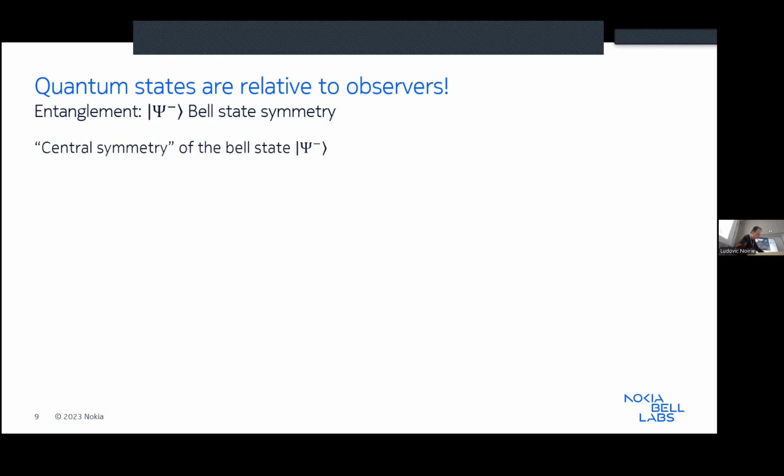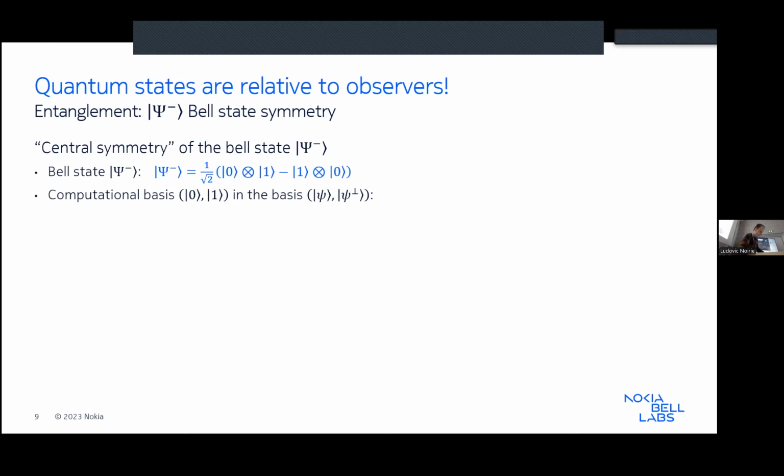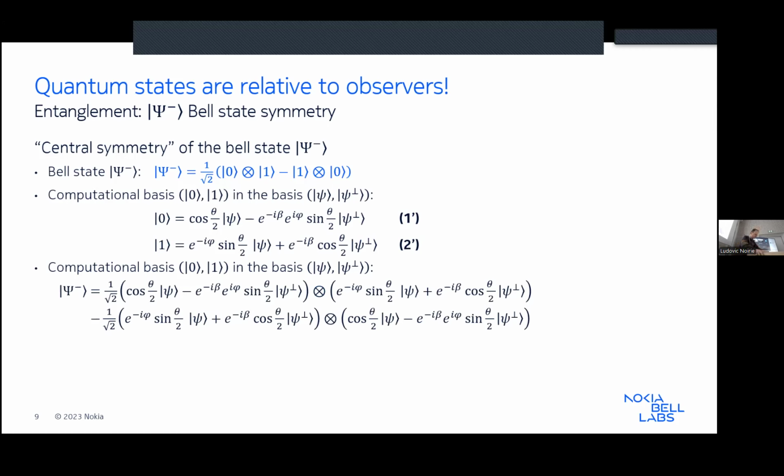And we will consider one which has a nice property, as you will see, and this is what I will show and demonstrate to you now: the psi minus state, which is written in the computational basis as 1 over square root of 2, (01 minus 10). So it is one state of the entangled Bell states. We already did this calculation. This is why I wanted to show you how we arrive at this transformation in which we express 0 and 1 in terms of psi and psi orthogonal. So we inject this formula into the equation for psi minus in the computational basis, and we obtain this. It seems to be a large equation, but honestly it is very simple.